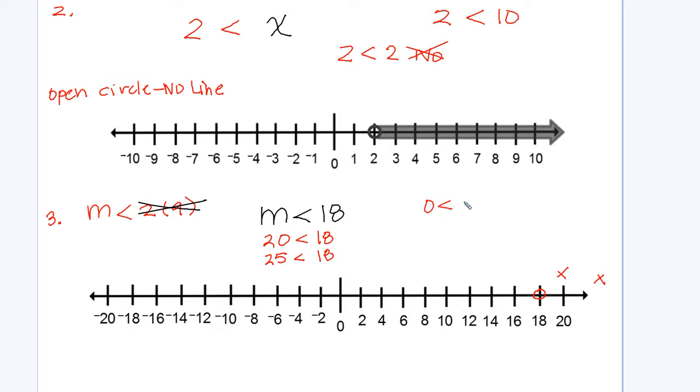So give me some other numbers. 0. Is 0 less than 18? Yes. Is negative 10 less than 18? Yes. So we are going to shade this way. All the numbers that we shaded are smaller than 18, and they are.